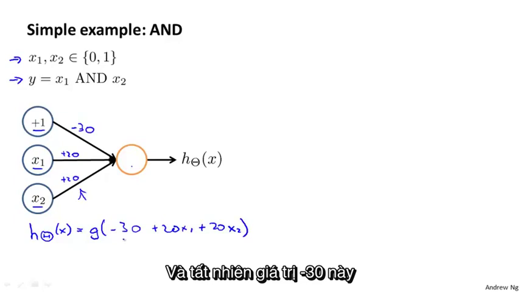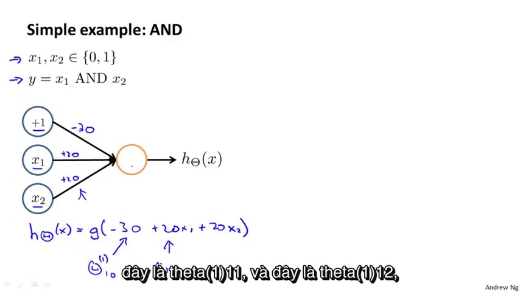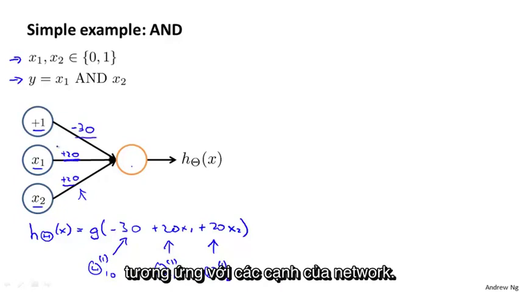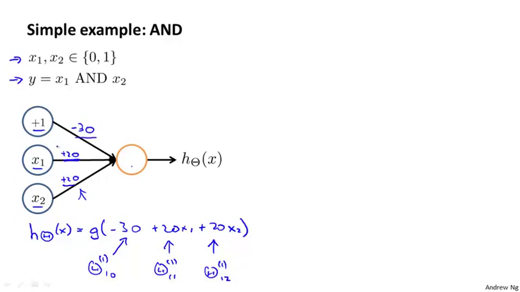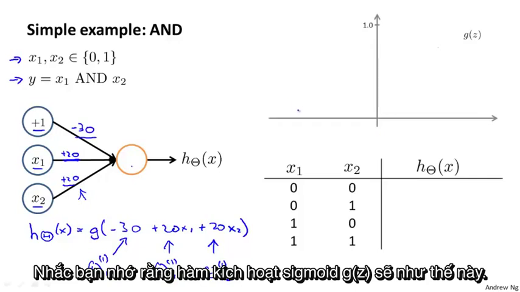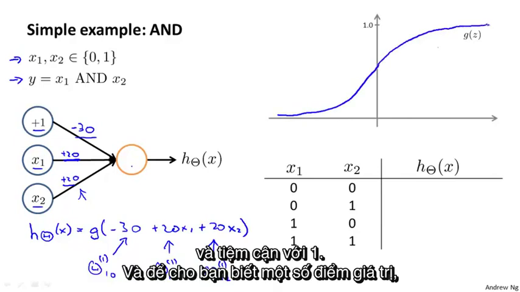Sometimes it's just convenient to draw these parameters up here in the diagram of the neural network. And of course, this -30 is actually theta 1 of 1, 0. This is theta 1 of 1, 1, and that's theta 1 of 1, 2. But it's just easier to think about it as associating these parameters with the edges of the network. Let's look at what this little single neuron network will compute. Just to remind you, the sigmoid activation function g of z looks like this. It starts from 0, rises smoothly, crosses 0.5, and then asymptotes at 1.